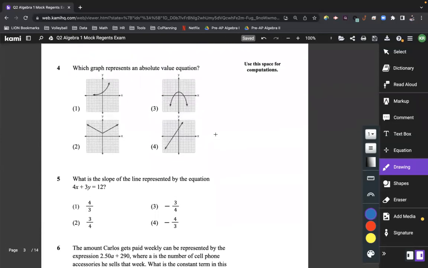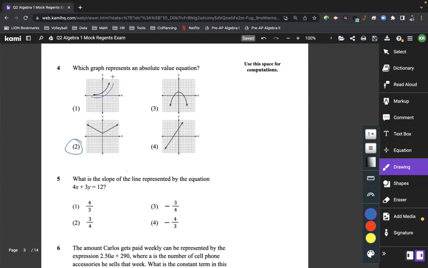Which graph represents an absolute value equation? I was really hoping that a lot more of you guys would get this right, but 67% of you did. Actually, let me check. This is number 4. Yeah, no. 50% of you guys got this correct. So the answer choice here is actually 2.